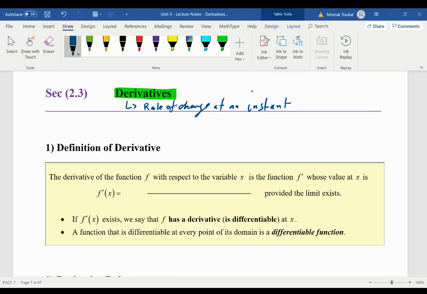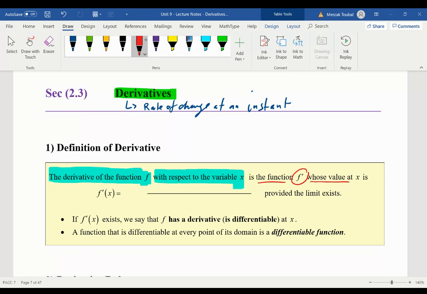So what's the formal definition of derivative? The derivative of the function f with respect to the variable x, or the rate of change at an instant of a function f with respect to the variable x, is what? It is the function f prime. That prime means derivative, or the instantaneous rate of change, whose value at x is the following.